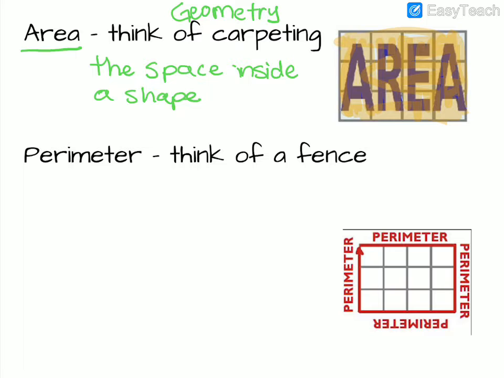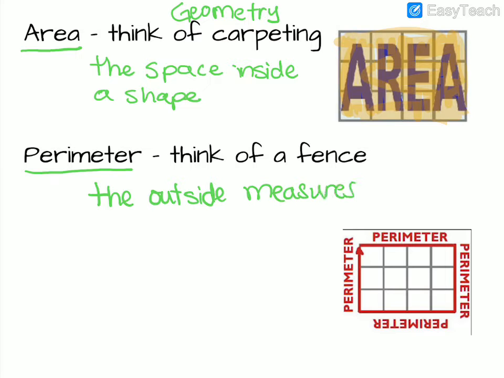All right, and then we're going to write perimeter. So perimeter is like a fence. It is the outside lengths, or the outside measures of a shape. Perimeter is the outside measure of the shape. So here we've got a nice outer fence for perimeter, the outside.